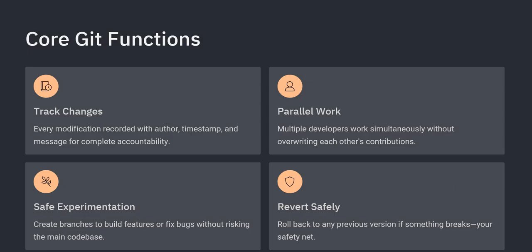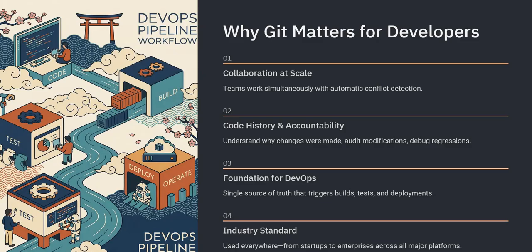See, core Git functions: track the changes, parallel work, safe experimentation, revert safely. Every modification is recorded with author, timestamp and message for complete accountability. We can trace the changes. Multiple developers can work simultaneously on the same project without overriding the code. This is the best way we use Git.